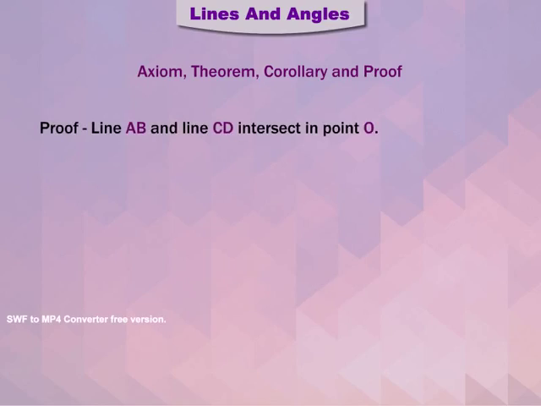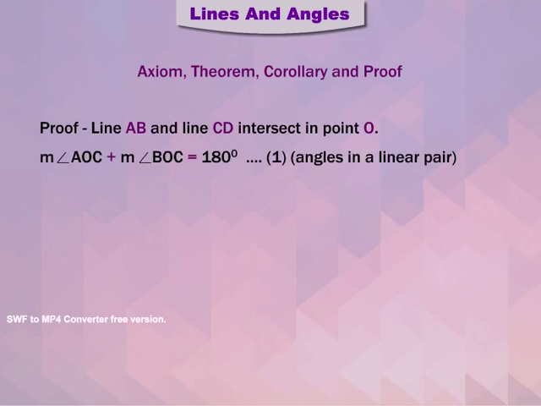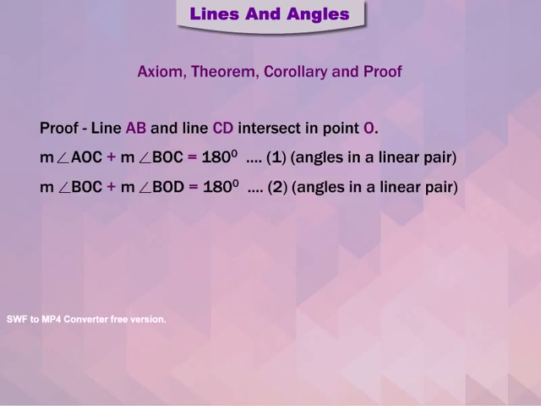Proof: line AB and line CD intersect in point O. Measure angle AOC plus measure angle BOC is equal to 180 degrees. Equation number 1. Angles in a linear pair. Measure angle BOC plus measure angle BOD is equal to 180 degrees. Equation number 2. Angles in a linear pair.